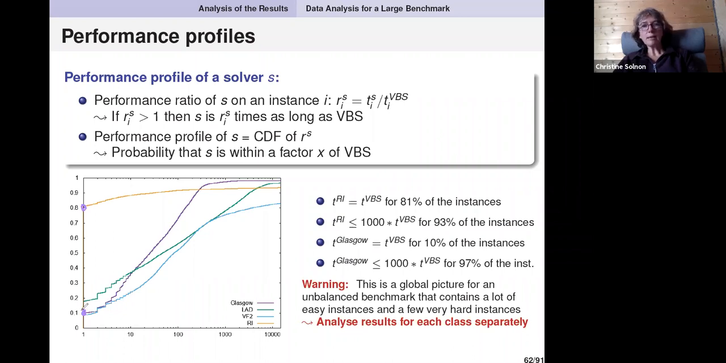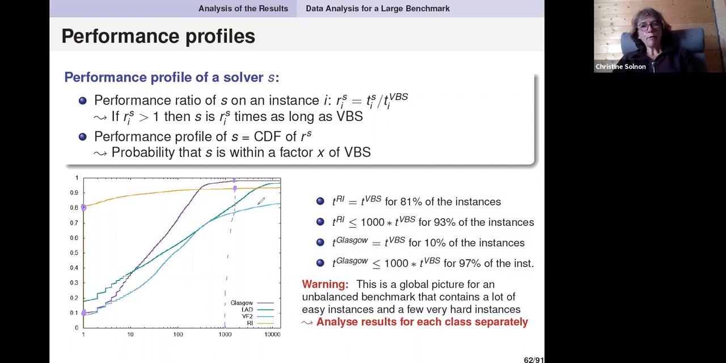But now if I consider the ratio for 1000, sorry. Okay, so now I look, and here I see that the time spent by Ri is smaller than or equal to 1000 times the time of the VBS. So it is within a factor of 1000 from the VBS for 93% of the instances, whereas for Glasgow, it is for 97% of the instances.